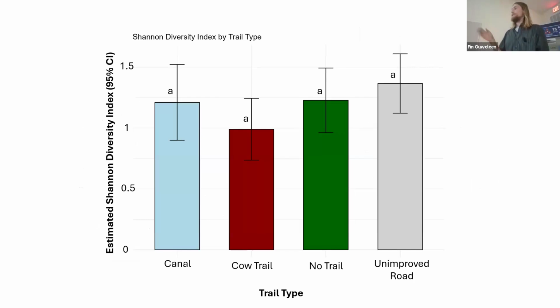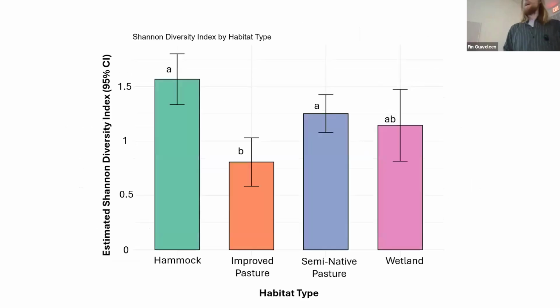When we use the linear regression to sort these by trail type, we didn't see any significant relationship. So that just means that along the trail types, there's no significant difference in what biodiversity the cameras are detecting. But if you do sort it by habitat type, you do see that improved pasture has significantly lower biodiversity score when compared to the hammock and semi-native pasture. This result is kind of intuitive. It makes sense that improved pasture, because it's more homogeneous and has less patchiness, might have lower biodiversity.